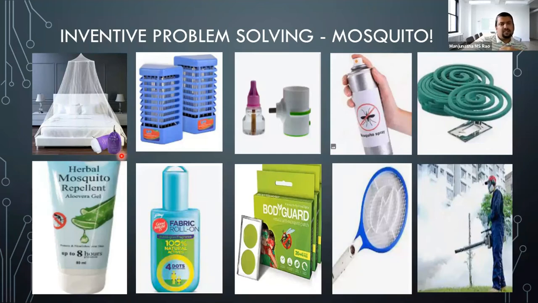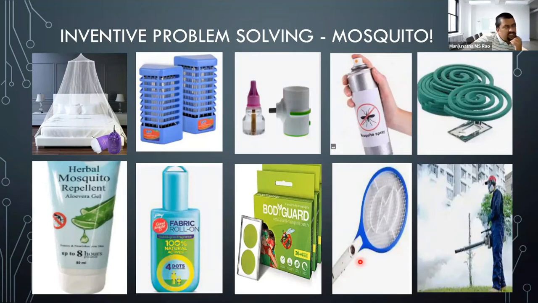So any product or solution, as we talked about, arises because there is a problem to solve. And when you want to solve a problem, there is a set of techniques available called inventive problem solving techniques. A classical example is the mosquito, which bothers us, especially in many parts of India. How do we solve it? To solve the mosquito menace, there are so many solutions. There's a mosquito net, there's an electronic repellent, there is a chemical repellent, there is a spray, and whatnot. There are so many solutions available.